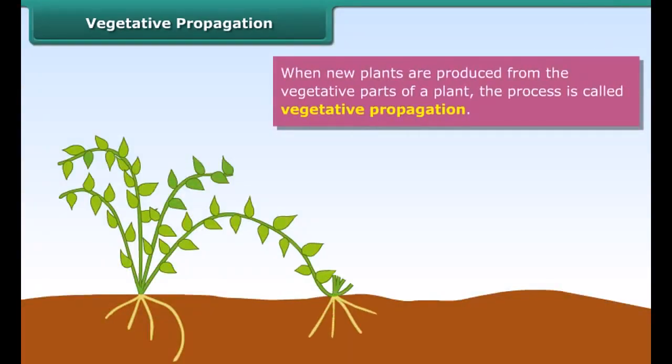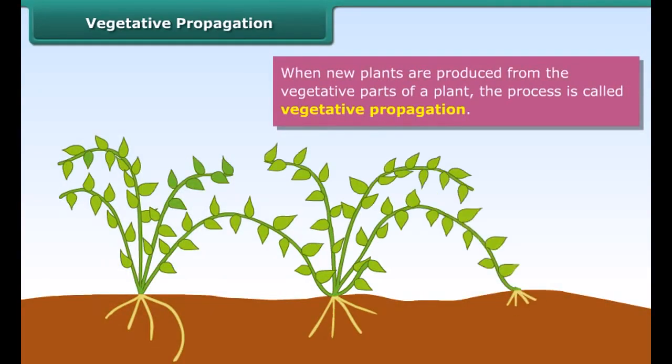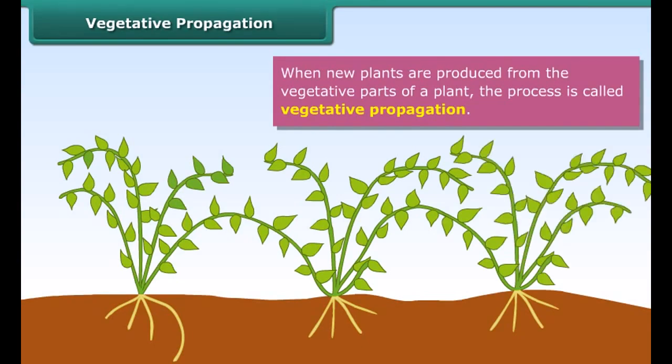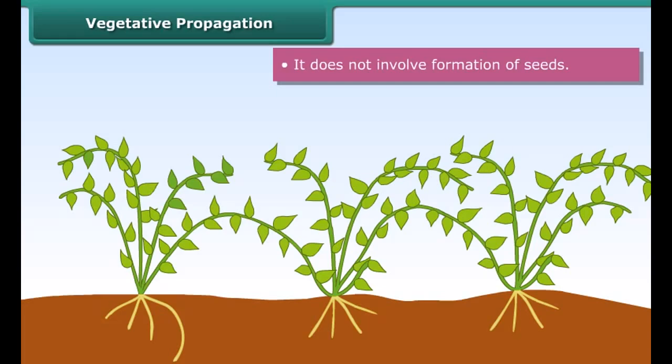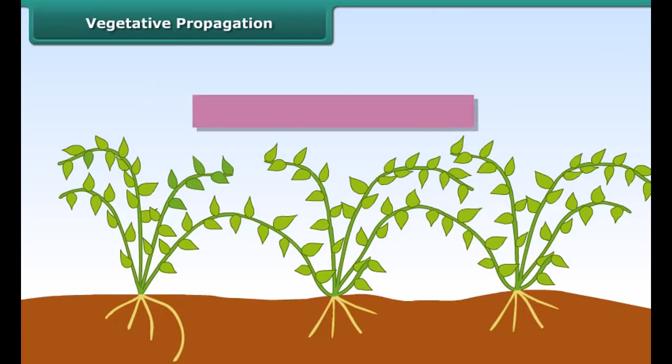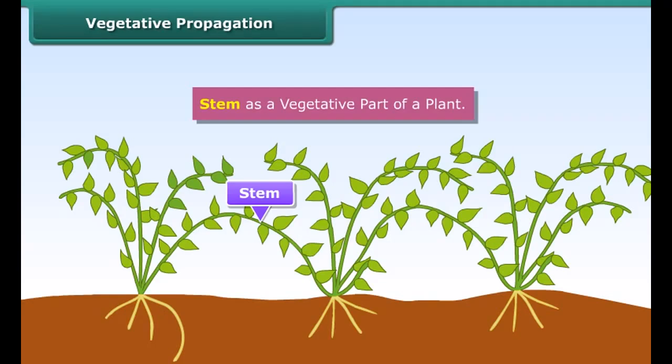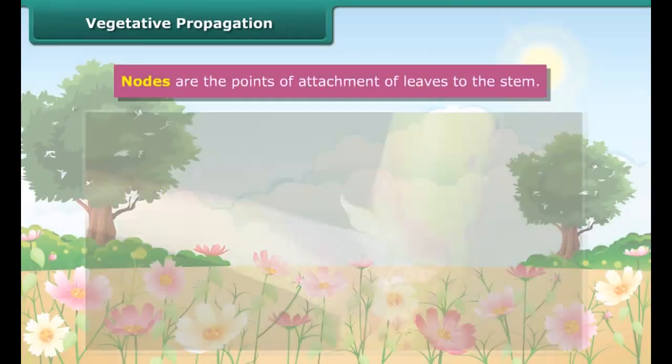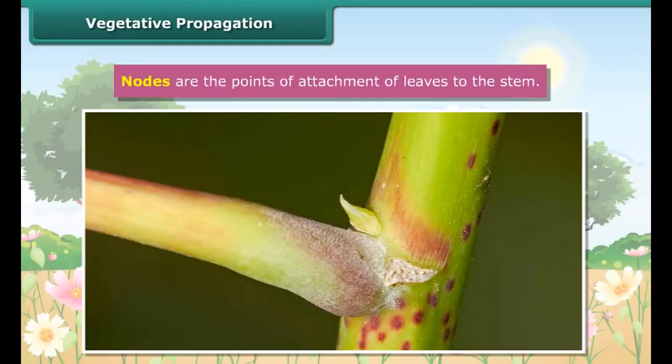When new plants are produced from the vegetative parts of a plant, the process is called vegetative propagation. It does not involve formation of seeds. Let us see how vegetative propagation works. Stem as a vegetative part of a plant. Have you ever seen buds at the nodes of the stem? These buds are called axillary buds. These buds do not produce flower, rather they give rise to new branches.